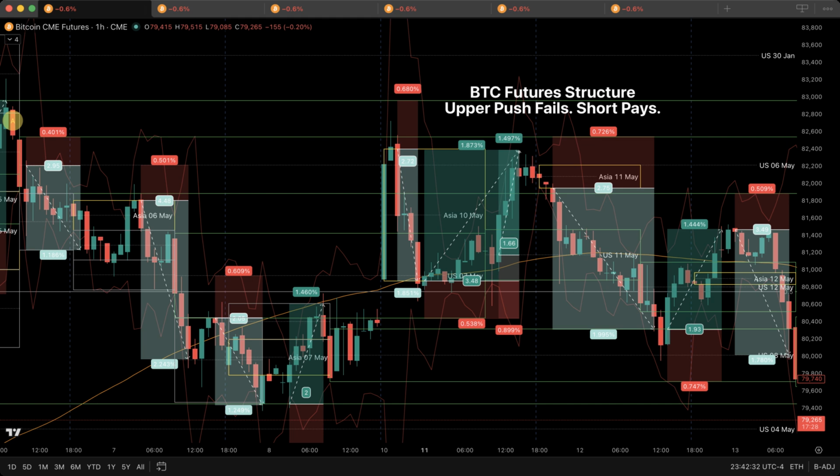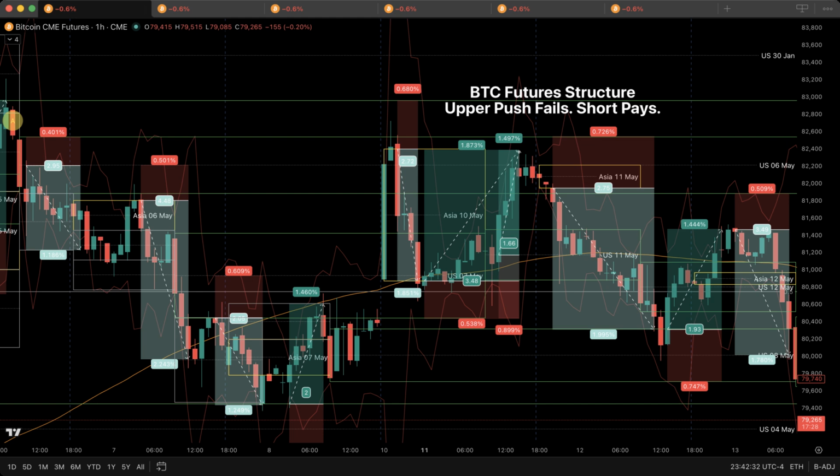That matters. When a session forms above the midpoint, but still inside older memory, buyers must prove control fast. They must hold the upper side. They must create distance. They must stop price from returning back into the box. If they cannot do that, the upper push can become a trap.